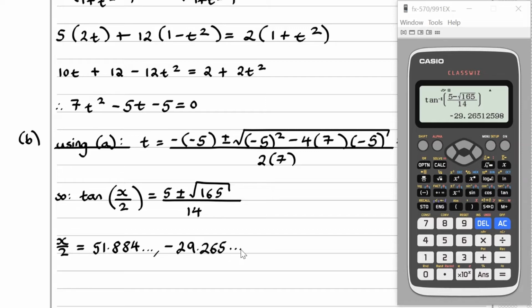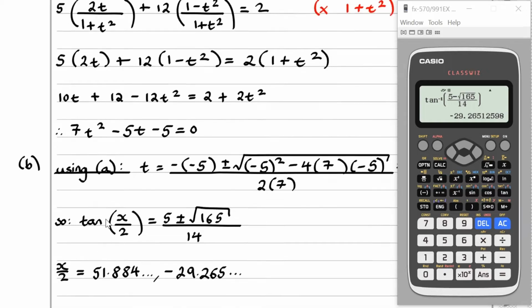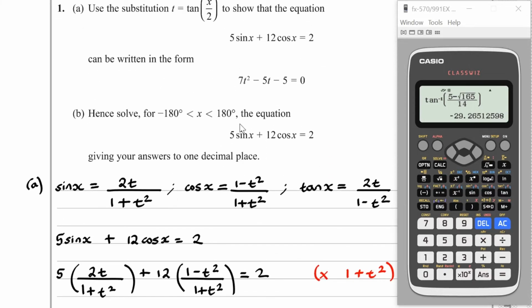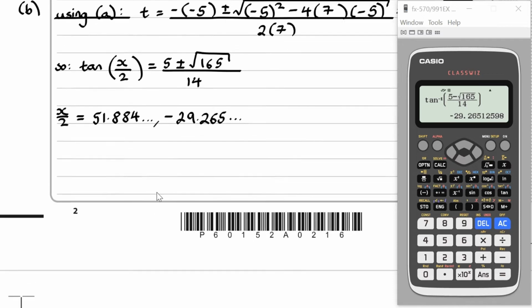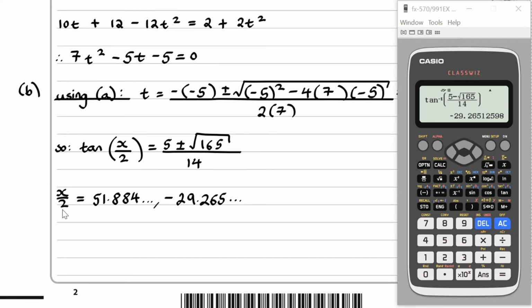Okay, and now we need to ask ourselves, does it make sense for us to add and subtract 180? Well, no, it doesn't, because once we do that and then multiply by 2 to find x, the values of x we'll find would then be bigger than 180. So x upon 2 is equal to these two values, and therefore if we multiply both sides by 2, let's just write this down.